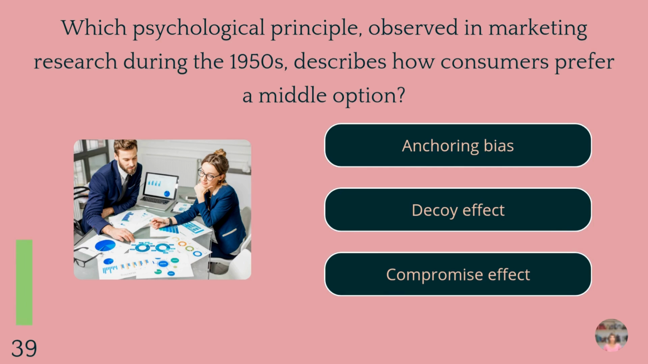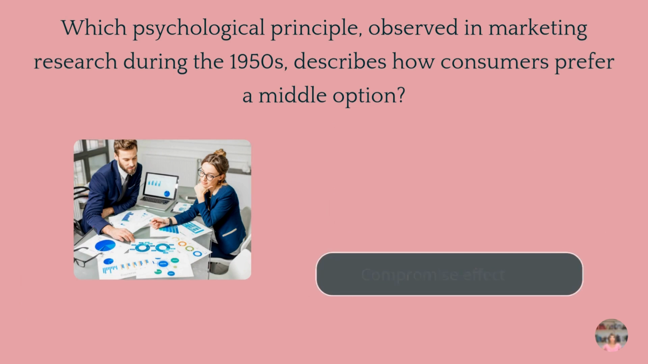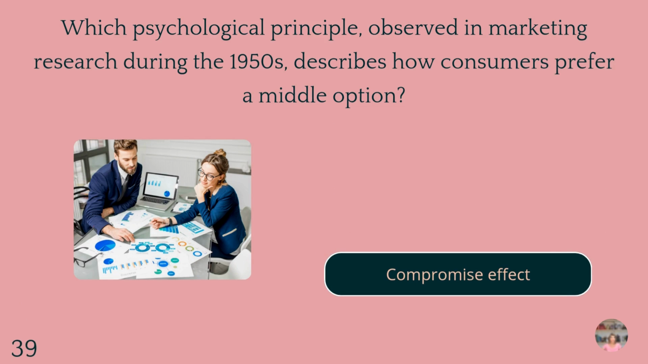Which psychological principle observed in marketing research during the 50s describes how consumers prefer a middle option? Anchoring bias, decoy effect, or compromise effect? Compromise effect.